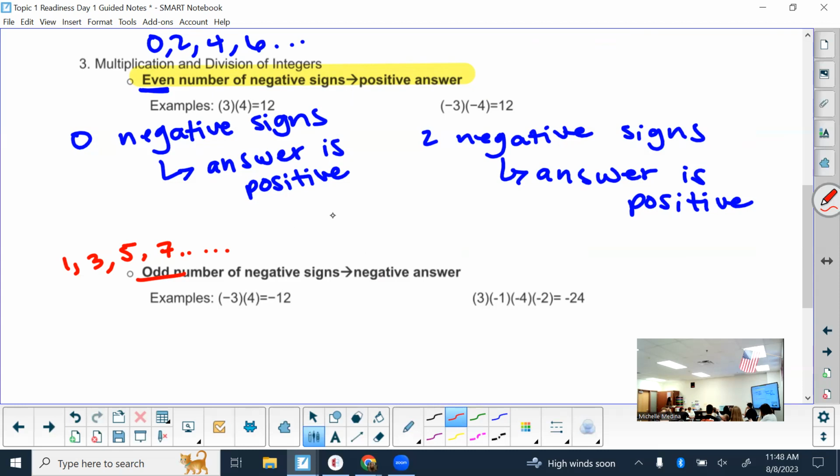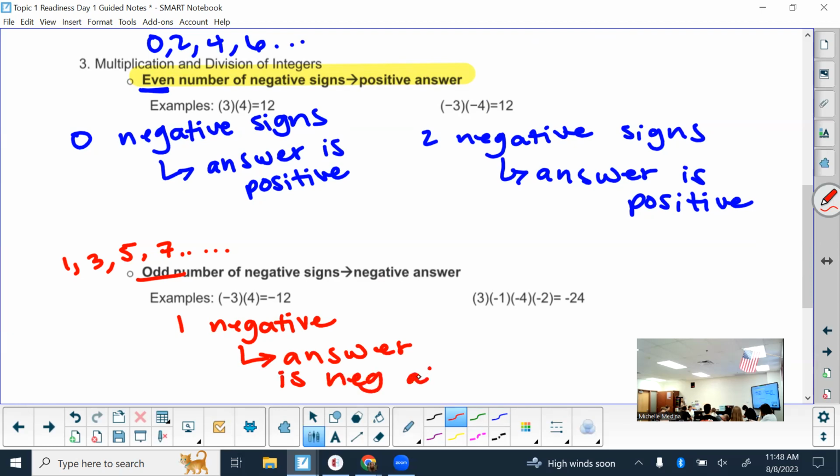And here's a few examples down here. So negative 3 times 4. 4 times 3 is 12, so that's why my base answer is 12. There was only 1 negative sign here. So 1 negative sign, which 1 is odd. That means my answer is negative.